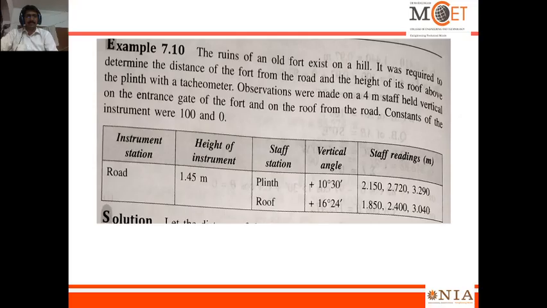That means analytic lens. From the road, height of instrument, focus over the plinth and focus over the roof. Both the vertical angles are given and the staff readings are given. You have to determine the distance of the fort from the road and the height of its roof above the plinth with a tachymeter, right? These are the things you need to think. First, the choice in the quiz will be you have to give me the height of its roof. That is the thing, right?